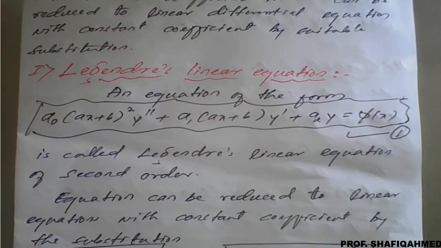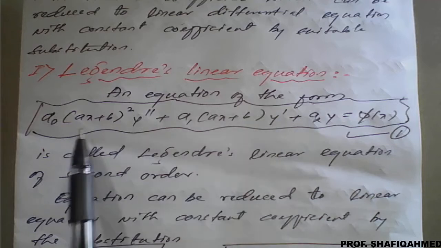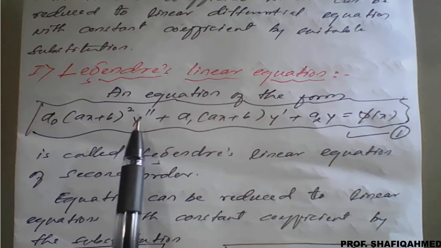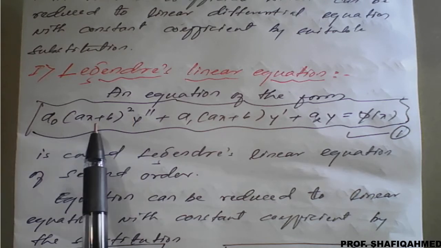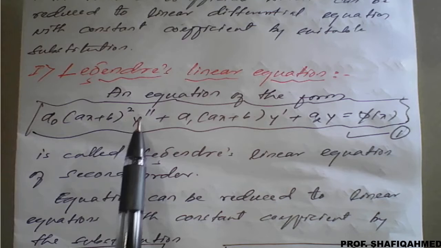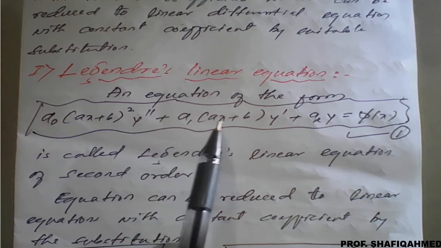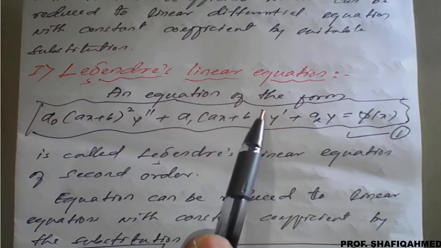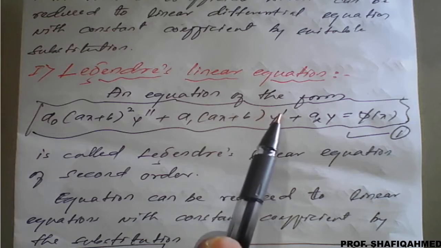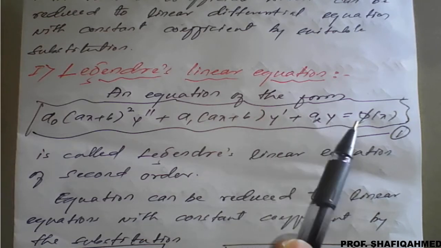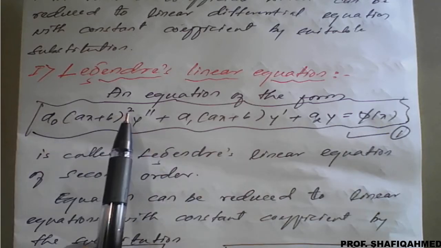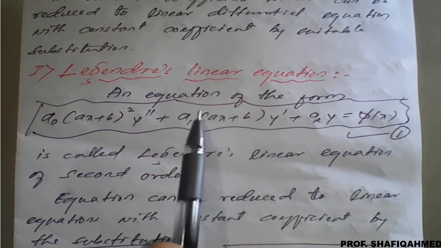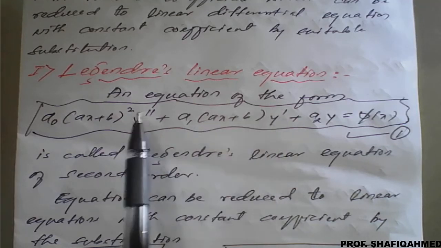What do you mean by this Legendre linear differential equation? An equation of the form, I have taken the quadratic form, that is order 2. Just see here: a0 (ax+b)^2 y'' + a1 (ax+b)^1 y' + a2 y = phi(x). See here, if it is y double dash, this bracket should be whole square. If y dash is there, the power of the bracket should be 1. If not, we have to rearrange.